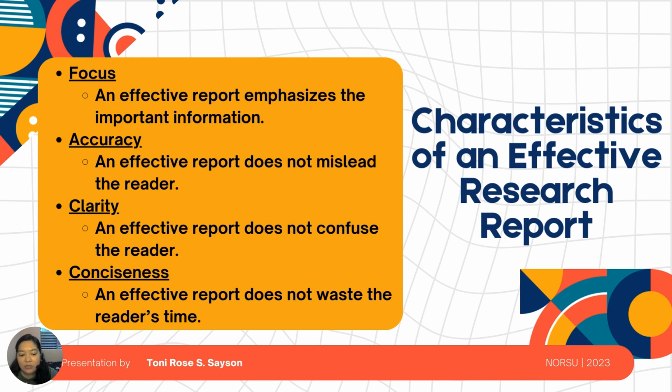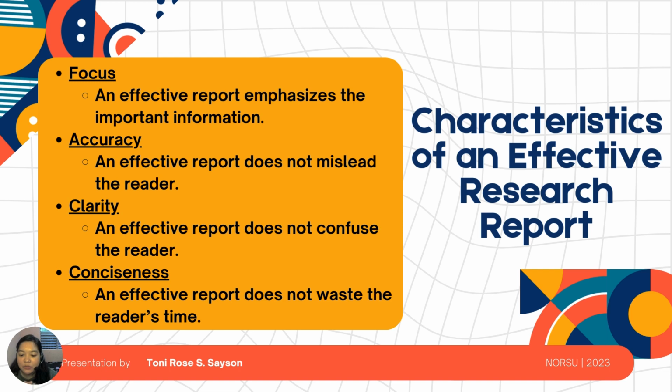Now, these are the four ways to be able to create a very effective research report. So we have the focus, the accuracy, the clarity, and its conciseness. So first, let's discuss the focus. So an effective report emphasizes the importance of information. Secondly, accuracy. So an effective report does not mislead the reader. Third is that there should be clarity. So an effective report does not also confuse the reader. And lastly, conciseness, because an effective report does not waste the reader's time.